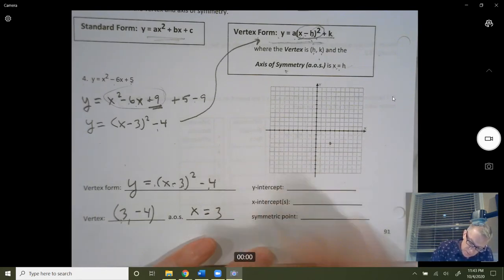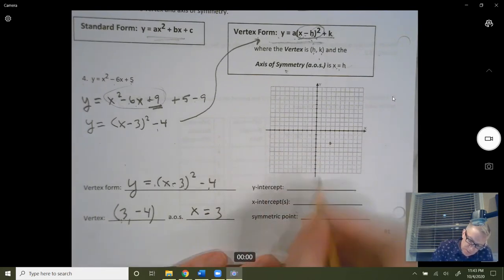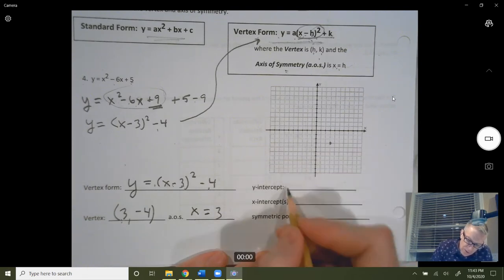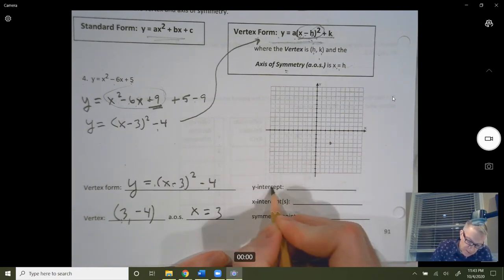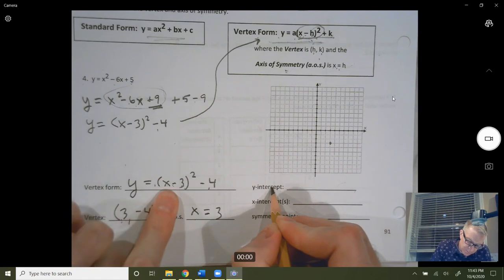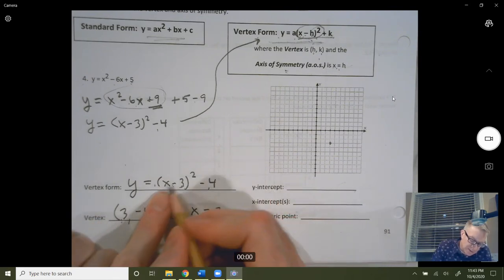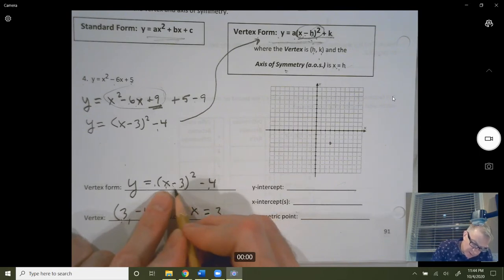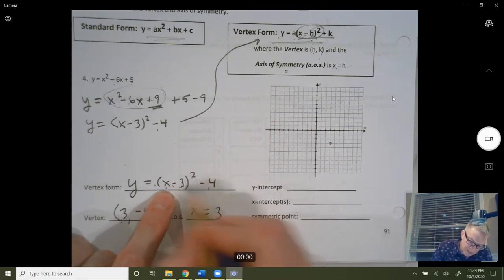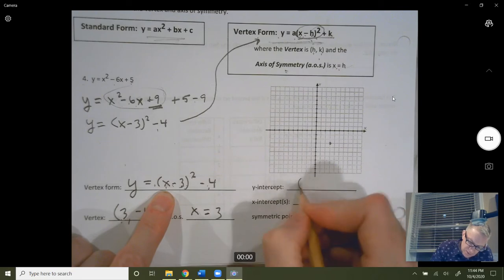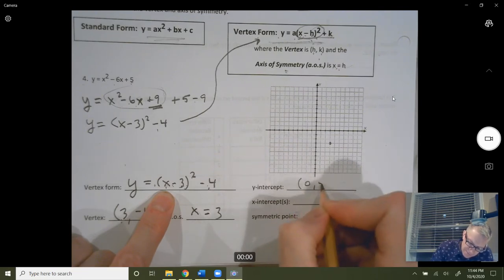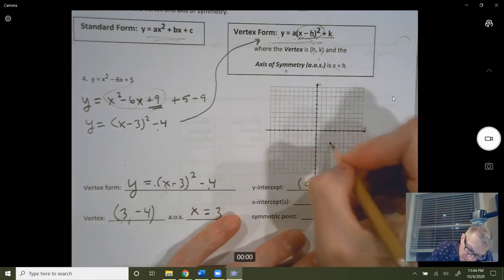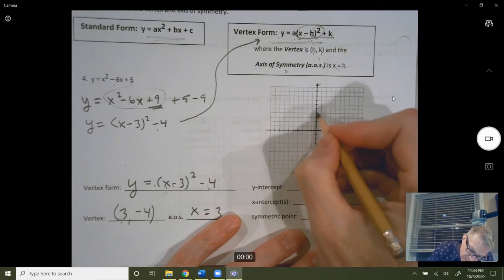And then we can find our x and y intercepts. Okay. So let's actually do this. Let's find our y-intercept. So our y-intercept happens when the x is 0. When x is 0, then it's 0 minus 3, which is -3. -3 squared is 9. 9 minus 4 is 5. So 0, 5. And 1, 2, 3, 4, 5.